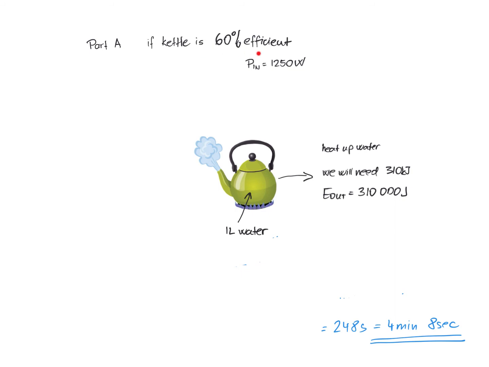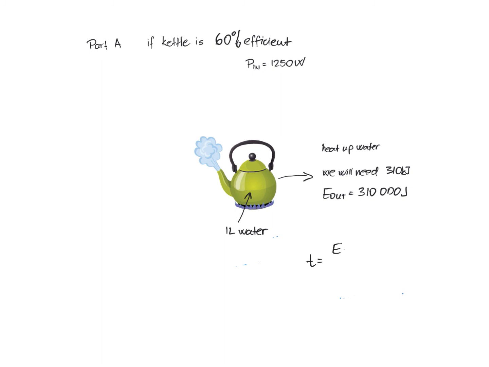So now we have a kettle that is 60% efficient, okay? Now we are doing the same task. There is water in here, we need to heat it up, and we need to get the time it's going to take. Now I just realized I need to erase this part. So I'm sorry, that's from the old one.